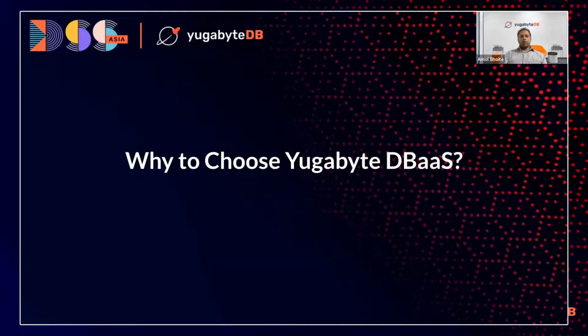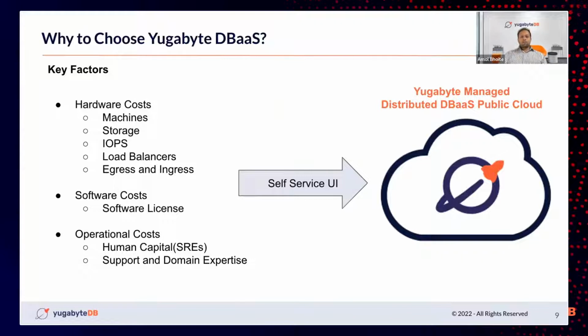Let's move on to why to choose Yugabyte DB as a service to host cloud native applications. First, we will discuss three main factors you want to think about when you are evaluating the cost of ownership of any piece of software. Sometimes this is called total cost of ownership, or TCO. And it broadly applies to any kind of software, in this particular case we'll apply it to database. So the three factors are: one, hardware cost; two, software cost; and three, broadly, what we call operational cost.